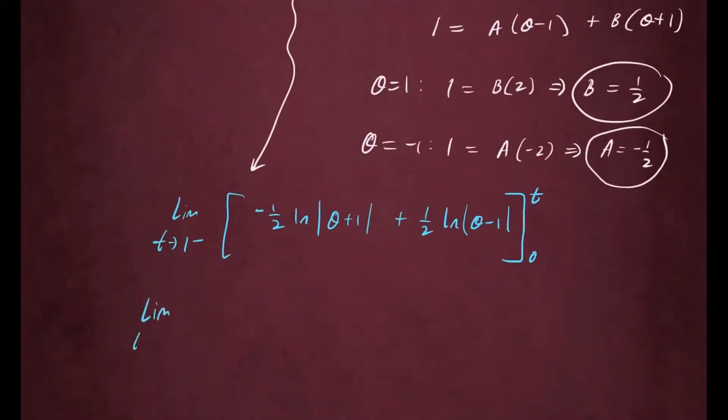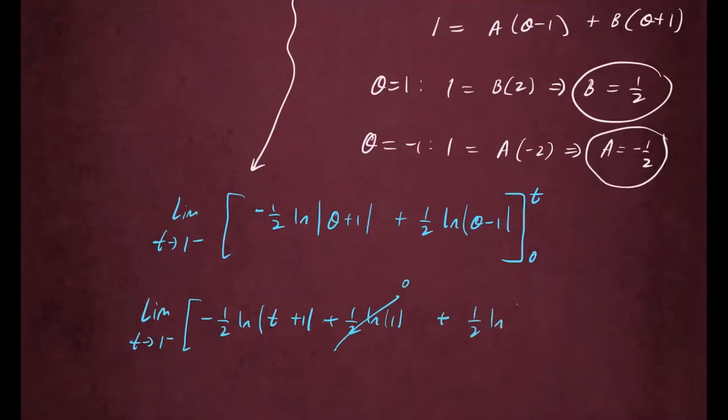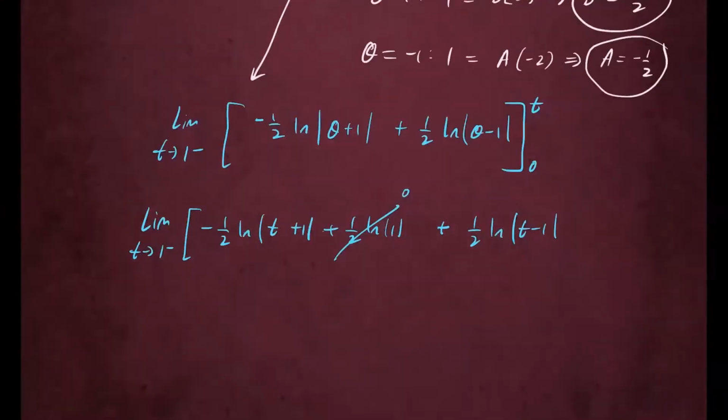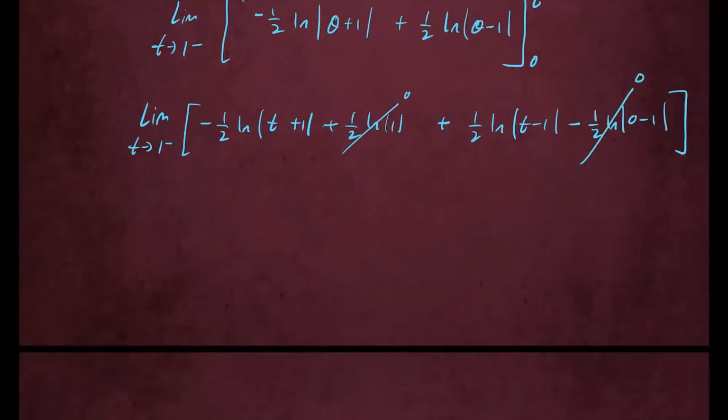So we have the limit as t approaches 1 from the left of negative 1/2 ln of t plus 1, and then plug in 0. So minus 1/2, that's plus 1/2 ln of 1. So this is going to go to 0. For the second half, we do the same thing, plug in t first. So we have 1/2 ln of t minus 1. And then we plug in the lower limit of integration. So we have minus 1/2 ln of 0 minus 1. When you start to see that, it's also 0 because that's also ln of 1. So the only thing that we're going to have to take the limit of is this and this right here.